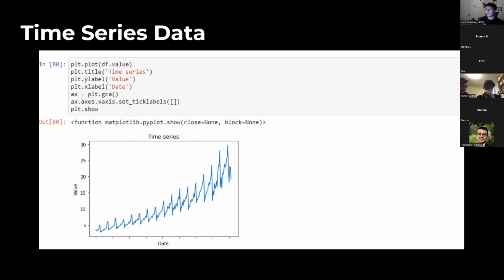Here's an example, showing just a matplotlib chart of time series data. It's very, very simple. As you can see, over time the value is increasing. That's some sort of trend we can see. And there's only one value on the y-axis per value on the x-axis over time, right?